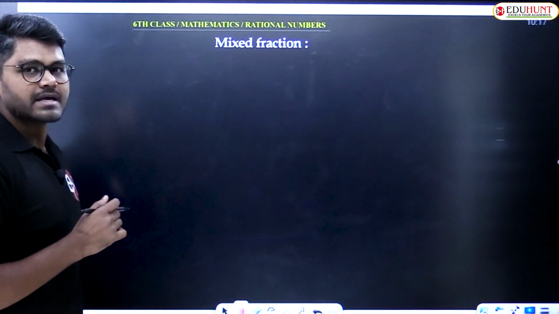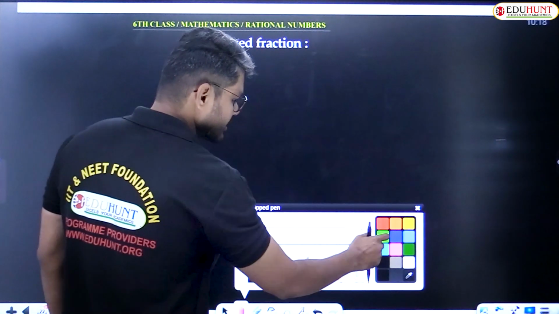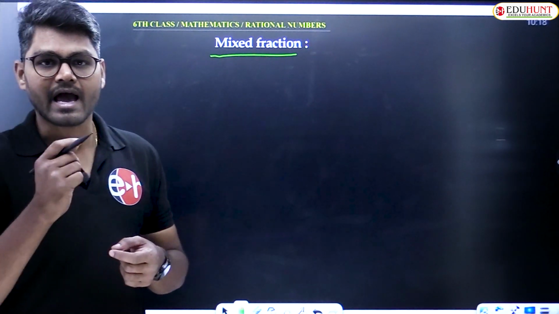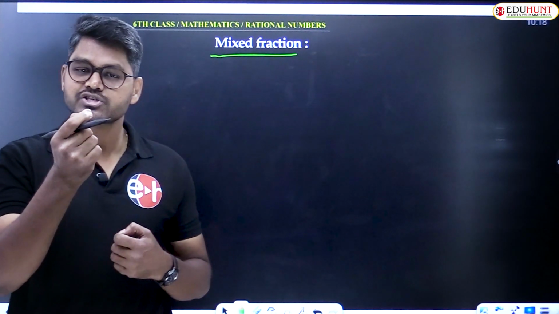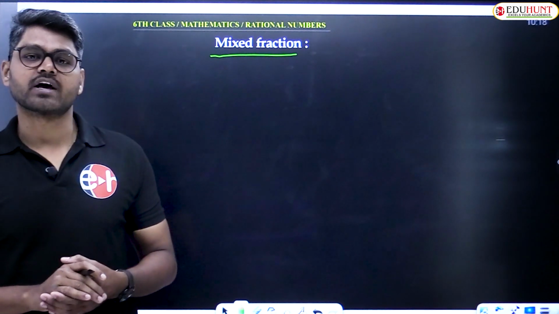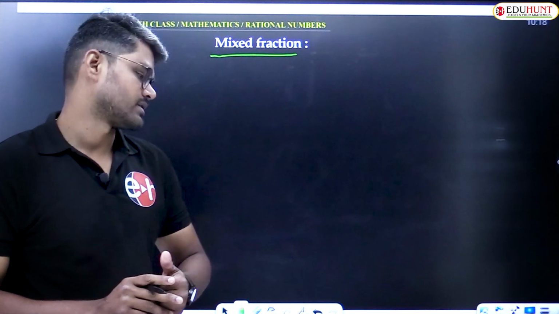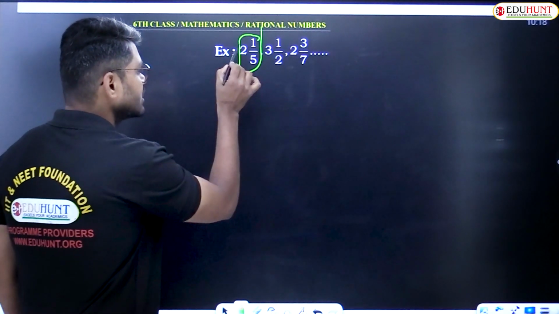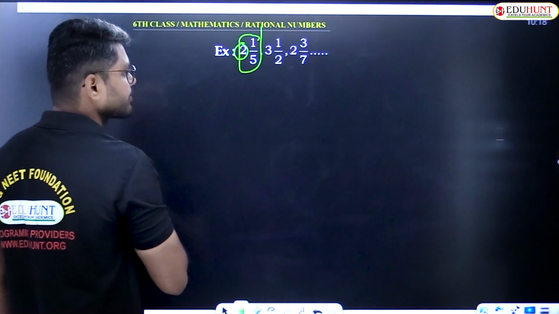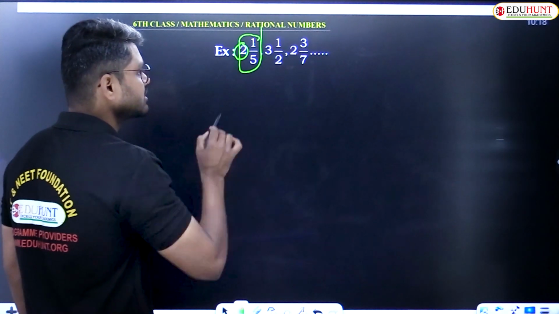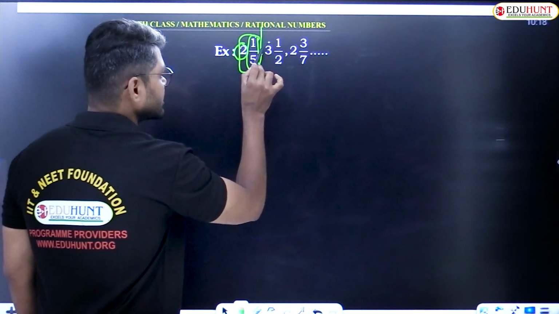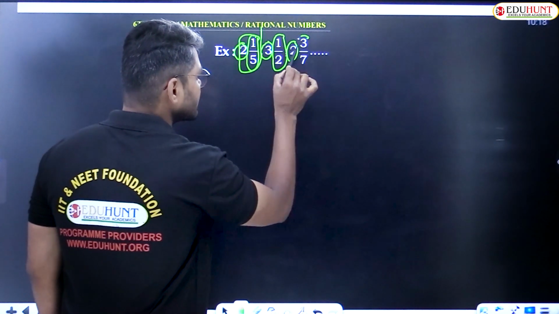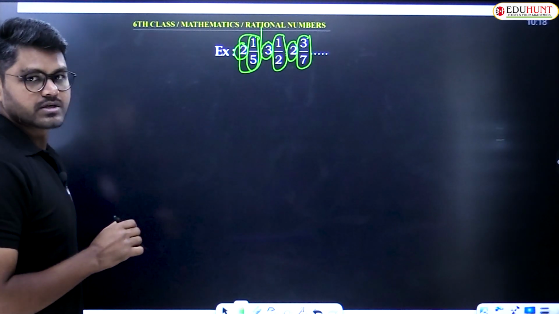Mixed fraction. What do you mean by mixed fraction? If a number is expressed as the sum of a natural number and a proper fraction, that is called a mixed fraction. Let's see examples. 2 and 1 by 5: 2 is a natural number and 1 by 5 is a proper fraction. 3 is a natural number, 1 by 2 is a proper fraction. 2 is a natural number, 3 by 7 is a proper fraction.